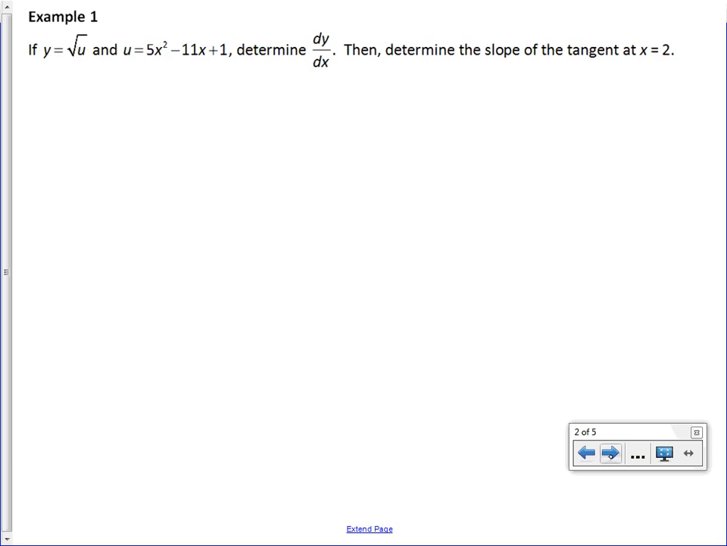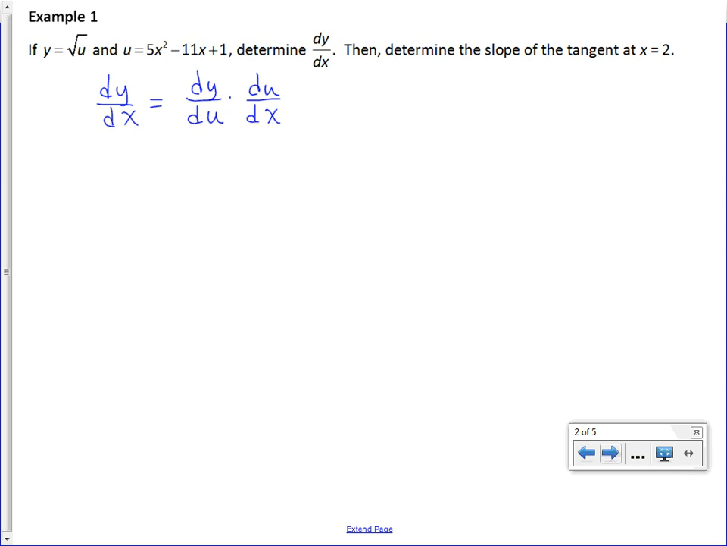So if y equals the square root of u and u equals 5x squared minus 11x plus 11, determine dy by dx. Then determine the slope of the tangent at x equals 2. All right. So we want to find the derivative of y with respect to x. I'm going to write dy by dx. The first thing I want you to get in the habit of doing is writing the chain rule with Leibniz notation as step 1. So dy by dx is dy by du times du by dx.